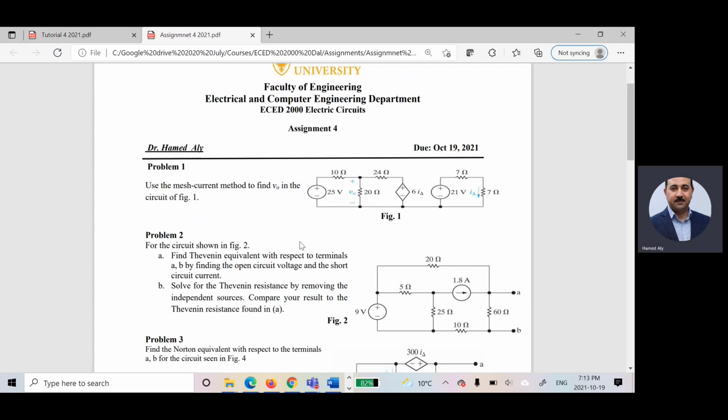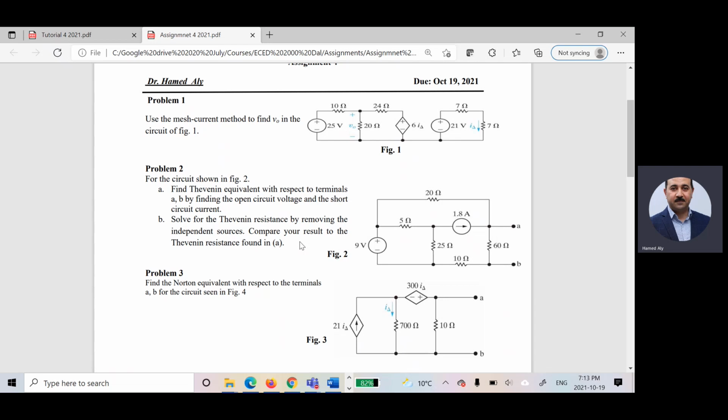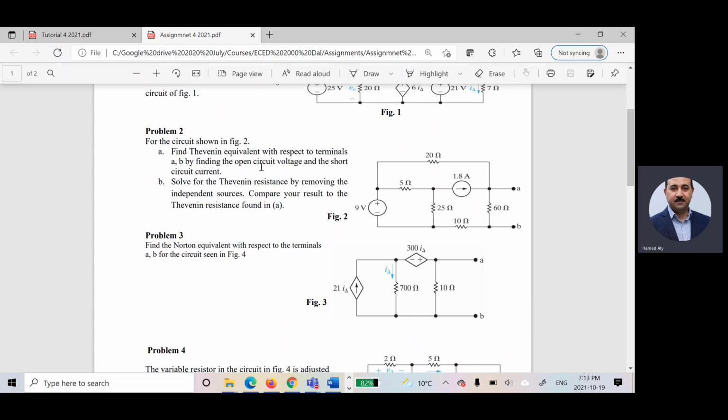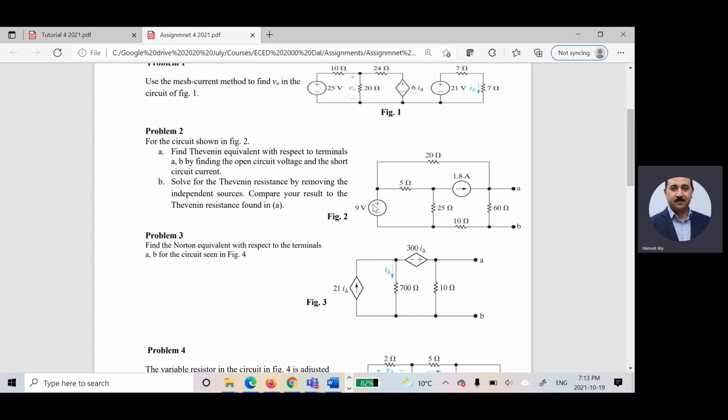Okay. The second problem for the assignment, I'm asking you for that circuit to find the Thevenin equivalent between A and B. I'm asking you to find VThevenin by finding V open circuit, and solve for the resistance by removing this and this, to get RThevenin. Do you still remember how to find the Thevenin equivalent?